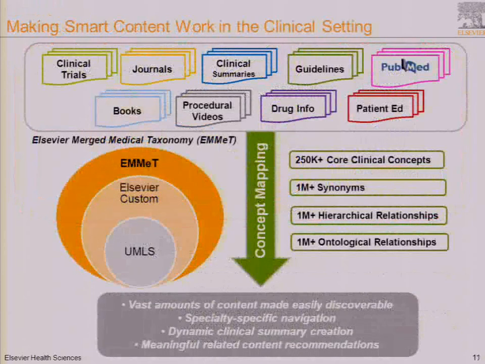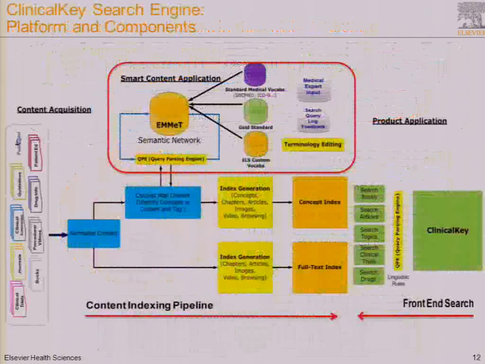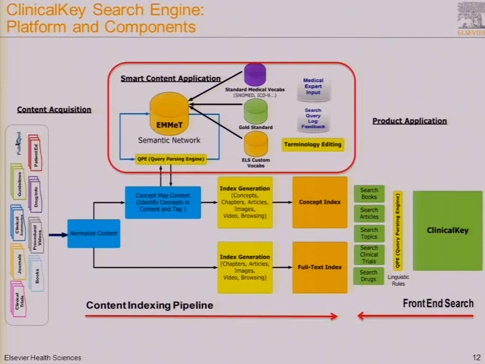Okay, and then we use this basically to understand the content of all these different types of content: clinical trials, journals, guidelines, books, PubMed articles, etc. Now, since this was from an earlier snapshot, now we have over 500,000 core clinical concepts, over 2 million synonyms, and other kinds of relationships. And here is a process that we use, basically taking the content, applying the taxonomy, and getting smart content out of it.